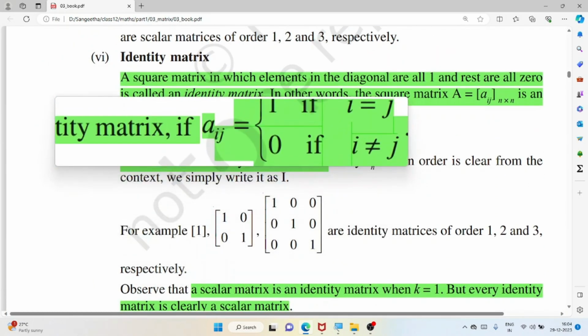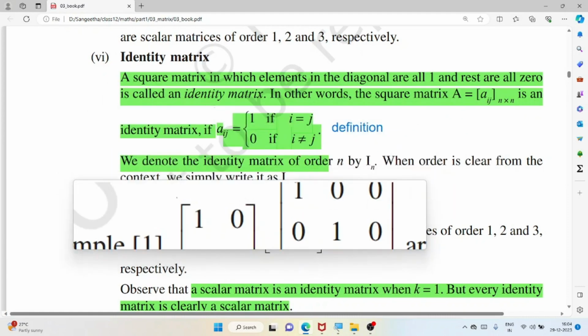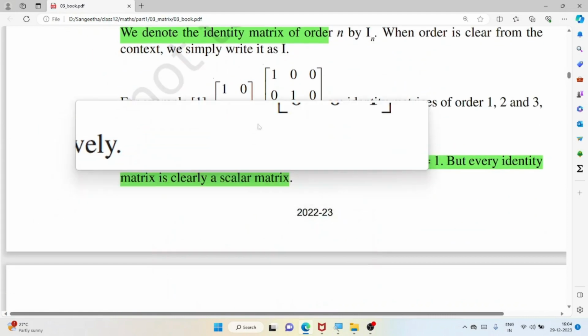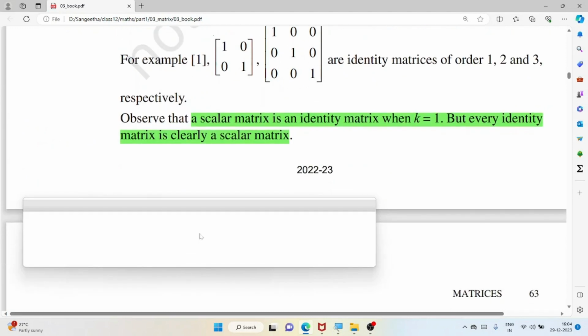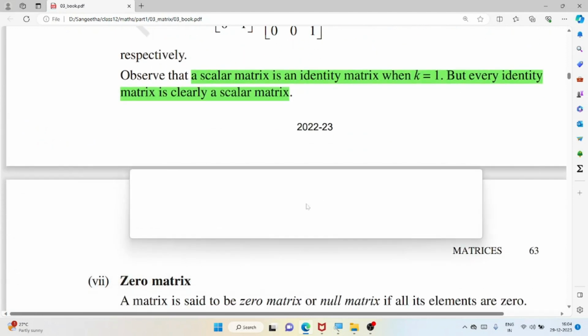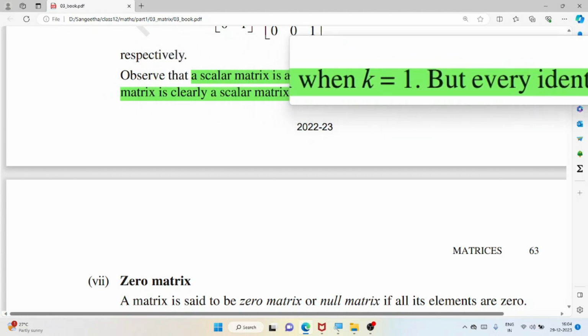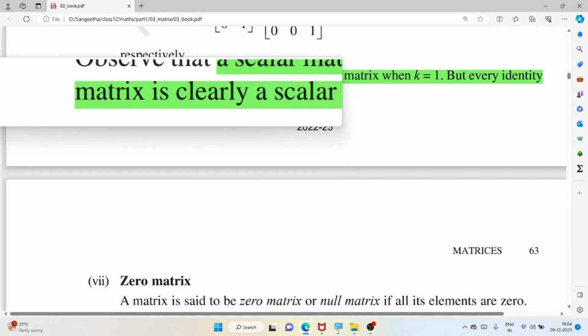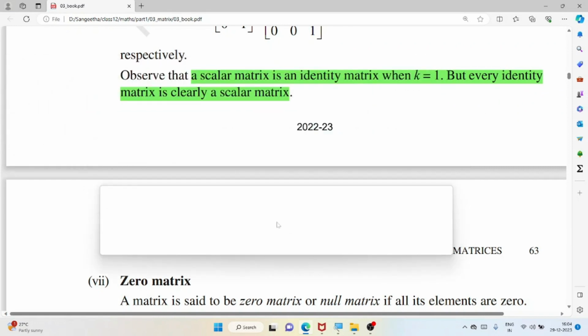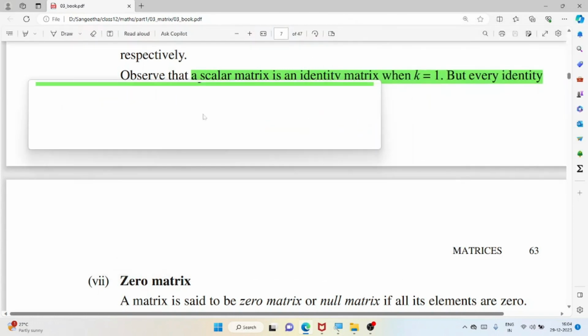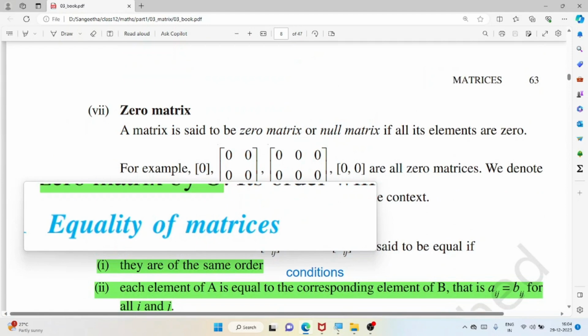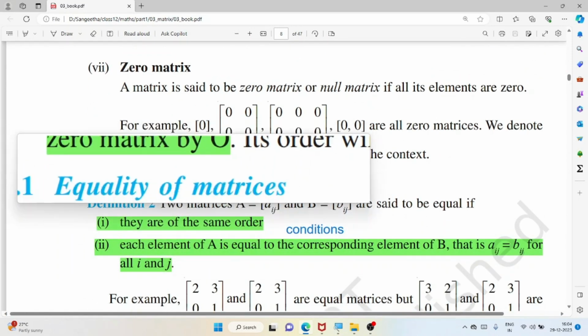Identity matrix: this is all 1 when i equal to j, from the definition. See here, the identity matrix. A scalar matrix is an identity matrix when k equal to 1, but every identity matrix is clearly a scalar matrix. Every identity matrix is a scalar matrix, but not the other way. Every scalar matrix is not an identity matrix, but every identity matrix is a scalar matrix. Zero matrix is represented by this.